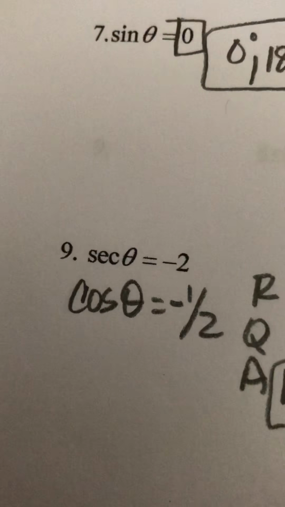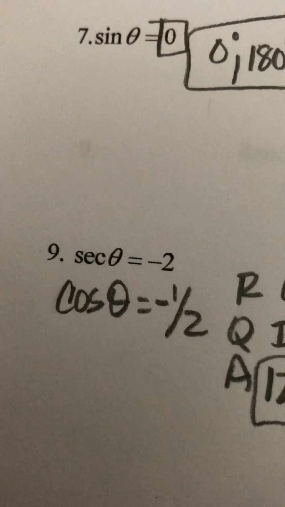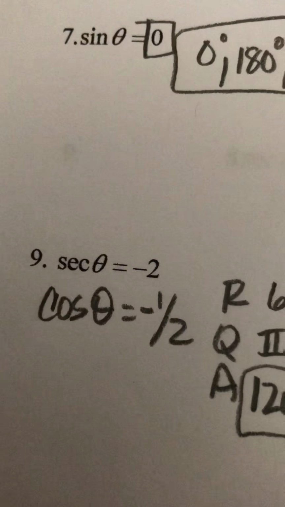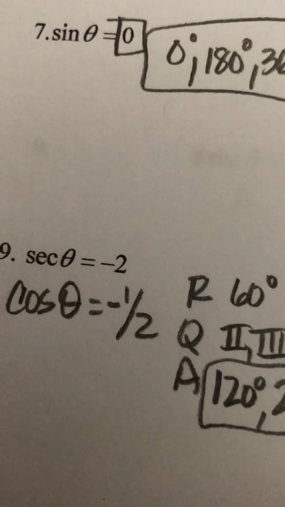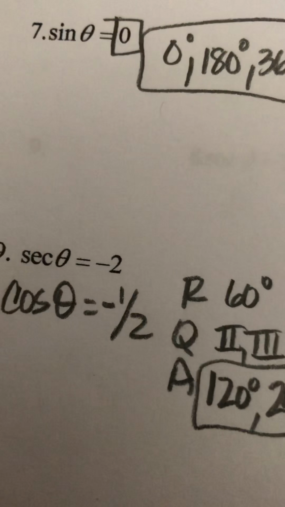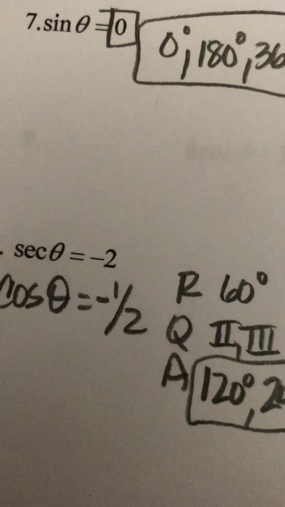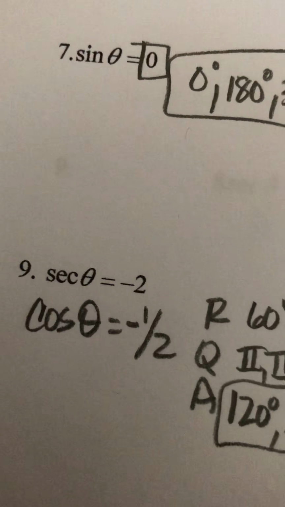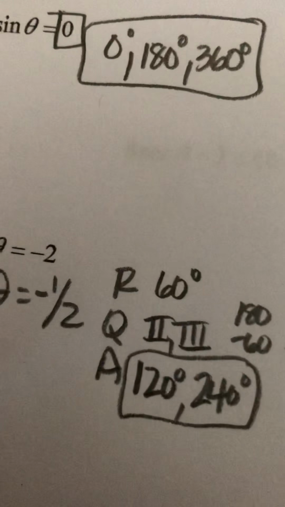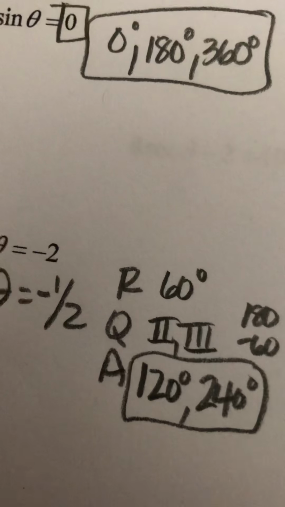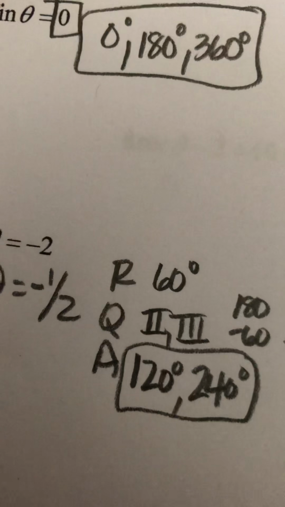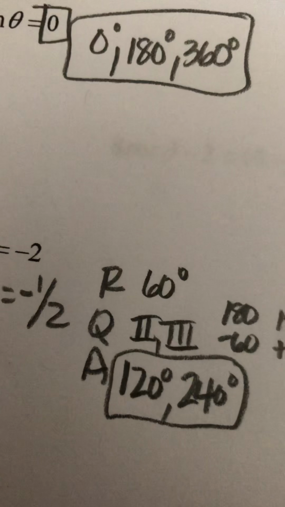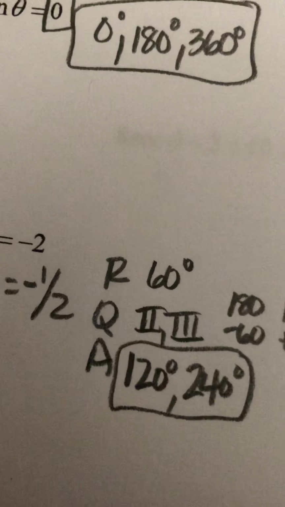So as soon as I see secant, I think, all right, I don't have a chart with secant on it, but I have a chart with cosine. So if the secant is -2, the cosine is going to be negative, the reciprocal of 2 is 1/2. So we're really talking about the cosine being equal to -1/2. So again, RQA. What angle has a cosine of 1/2? I'm not worrying about the negative yet, just the 1/2, and that's 60 degrees.